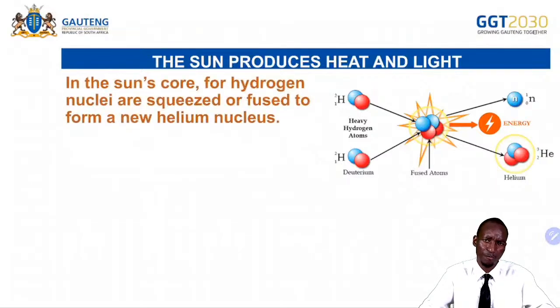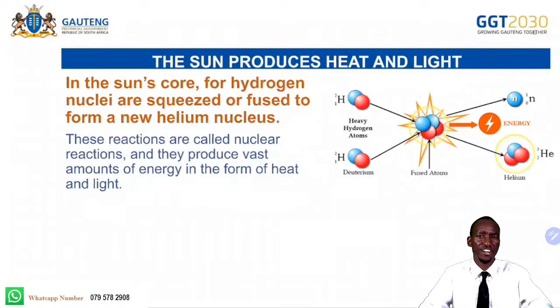What happens for the sun to be able to produce heat and light energy? Inside the core of the sun, we've got hydrogen nuclei, which are fused and fused to form a new helium nucleus. So what takes place there is what is called a nuclear reaction. The nuclear reaction takes place in the core of the sun, whereby the hydrogen nuclei are squeezed through nuclear fusion, and then a new nucleus is formed altogether. This time around, it's a helium nucleus.